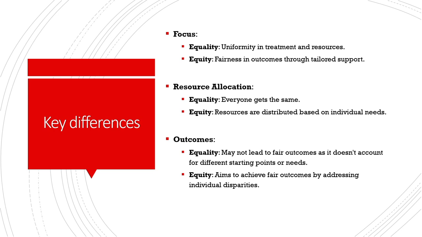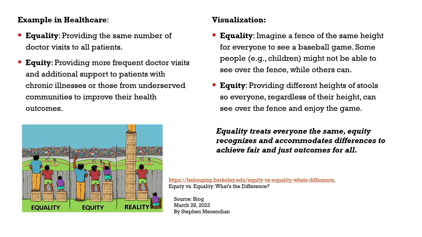With regard to outcomes, equality may not lead to fair outcomes as it doesn't account for different starting points or needs, but equity aims to achieve fair outcomes by addressing individual disparities. Examples in healthcare: equality would mean providing the same number of doctor visits to all patients, and equity would mean providing more frequent doctor visits and additional support to patients with chronic illnesses or those from underserved communities to improve their health outcomes.